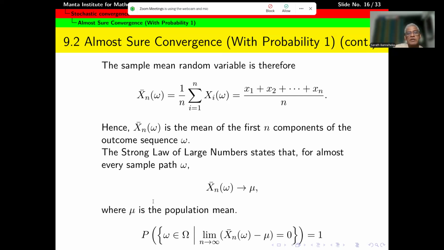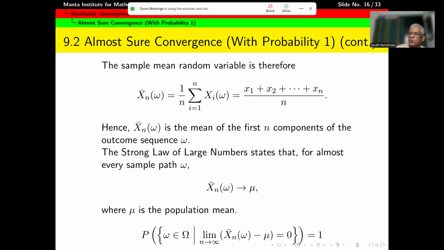So for that omega, we can show that xn bar omega converges to mu almost surely. So that is called the strong law of large numbers. Here, I'm not going to prove it. This is one application, a very useful and very strong type of theorem, the strong law of large numbers. So generally what it means is the sample mean converges to the population mean almost surely.